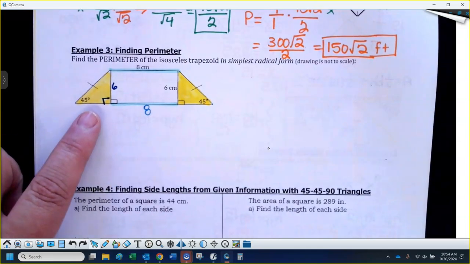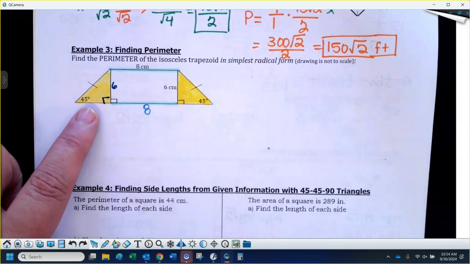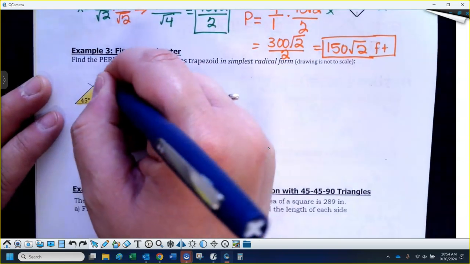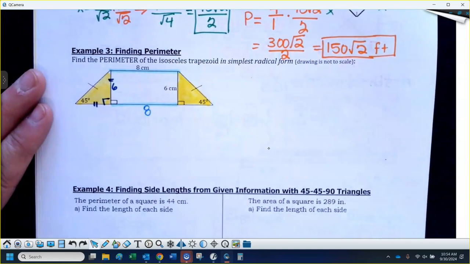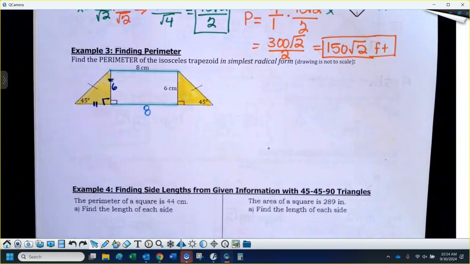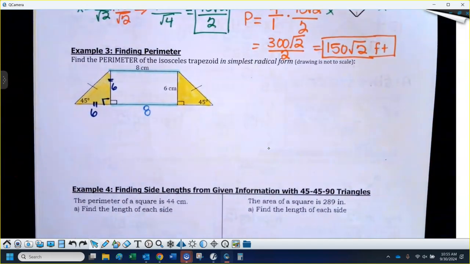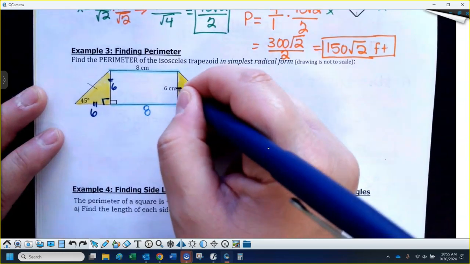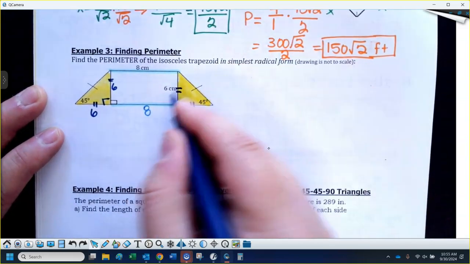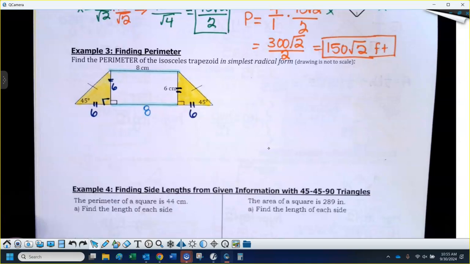Can anybody tell me what the bottom of that triangle would be? It's 6. These two guys are the two legs in a 45, 45, 90, so they have to be the same. So this will be 6. That'll give us another piece of our perimeter. And it's an identical triangle over here. So if this is 6, this is also 6.